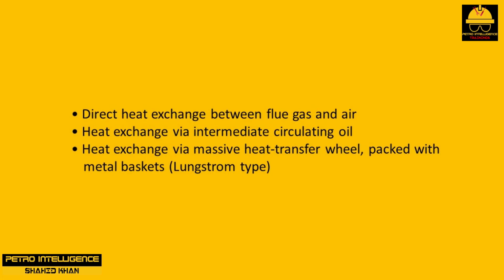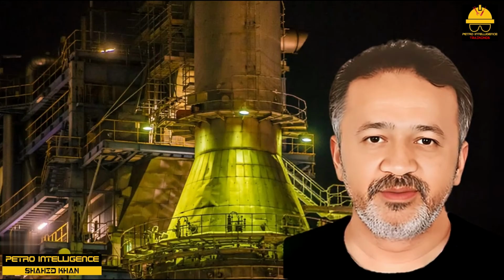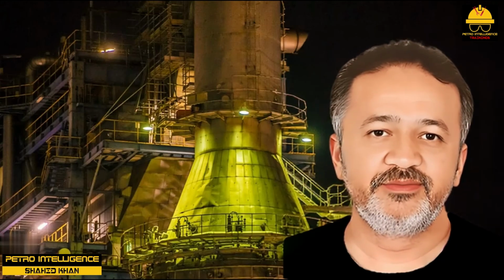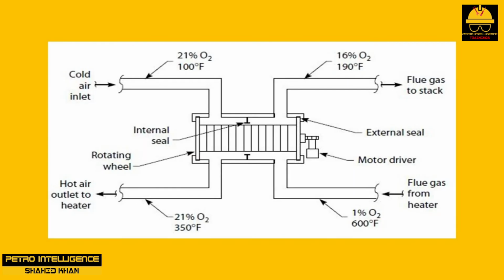Direct heat exchange between flue gas and air. Heat exchange via intermediate circulating oil. Heat exchange via massive heat transfer wheel, packed with metal baskets, Lundstrom type. The wheel type is subject to air leaks across the mechanical seals. This leakage is identified by increased oxygen content in the flue gas, low flue gas outlet temperature, and a greater temperature loss in the flue than rise in the air temperature across the preheater, as shown in picture.